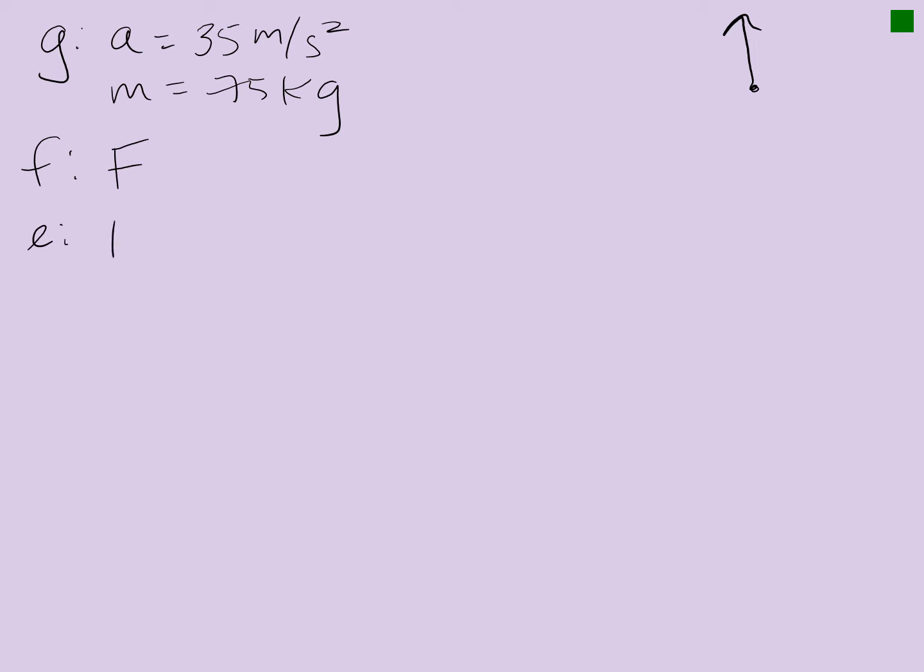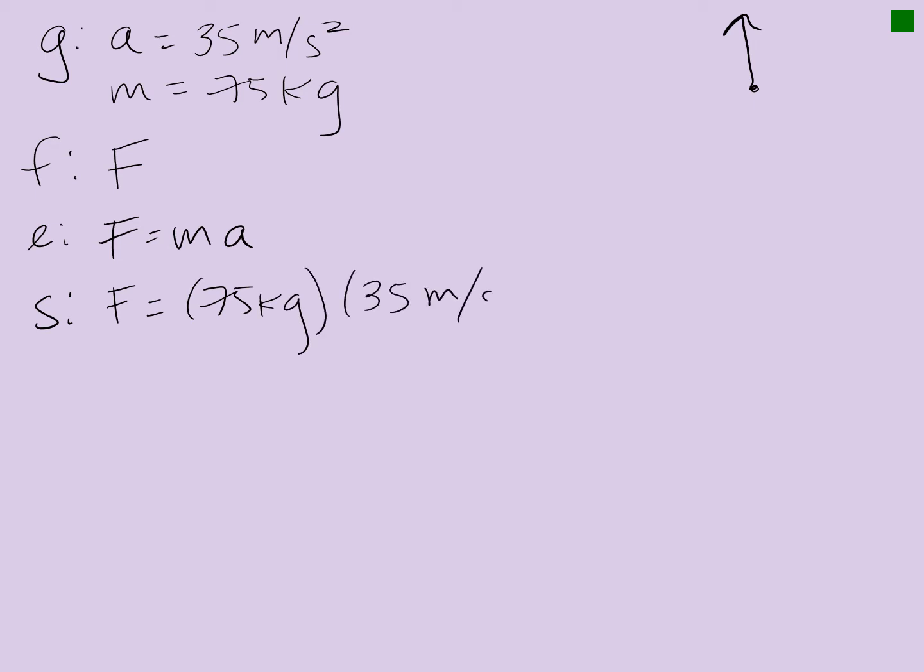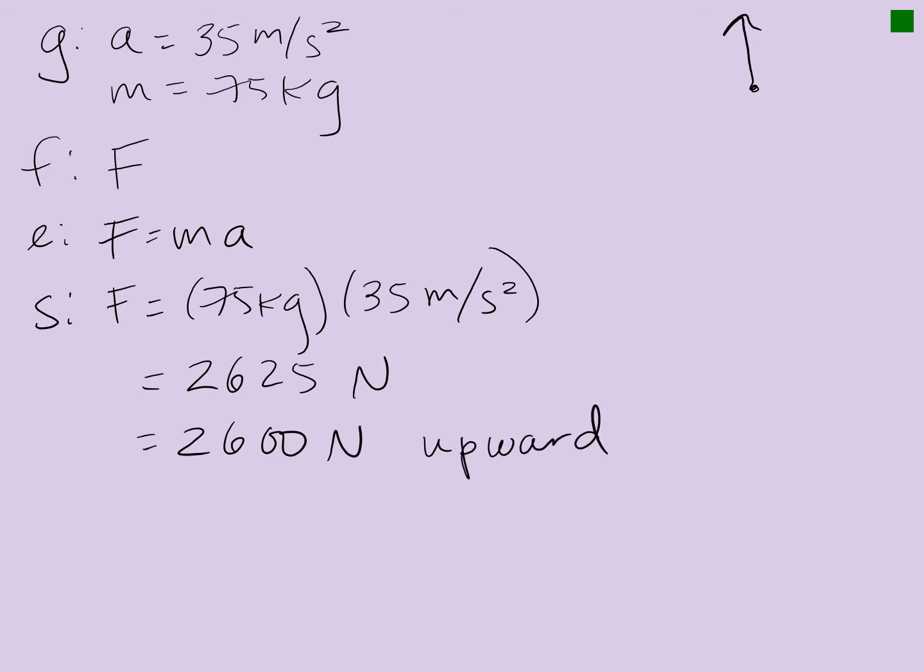So the equation that we're going to use is F equals ma. When we solve this, it's going to be force equals mass, 75 kilograms, times acceleration, again in a positive direction, 35 meters per second squared. And when I get out my calculator and I do that, I end up with 2,625 newtons. But because there's two sig figs, I'm going to go 2,600 newtons. So this would be the force experienced in an acceleration. And then we are talking about in an upward direction, since it's taking off.